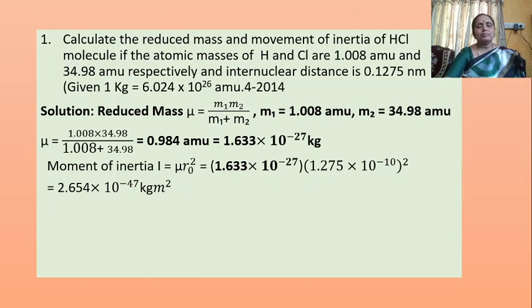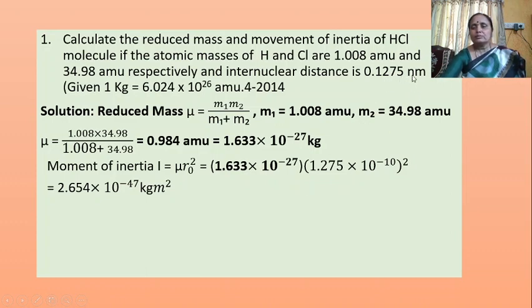Next, I am supposed to determine what? The moment of inertia. The formula used to determine moment of inertia is I is equal to mu r naught square. I know the reduced mass, students. Reduced mass in terms of kg is 1.633 into 10 raised to minus 27 kg. And the internuclear distance is given as what? 0.1275. That I would like to substitute.